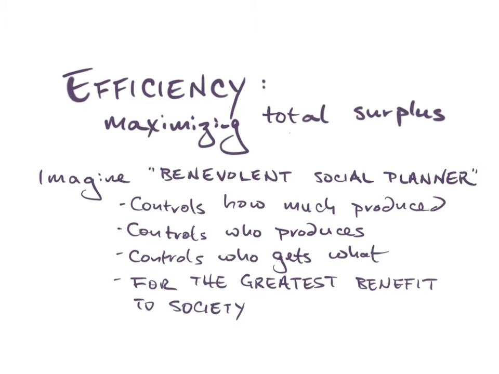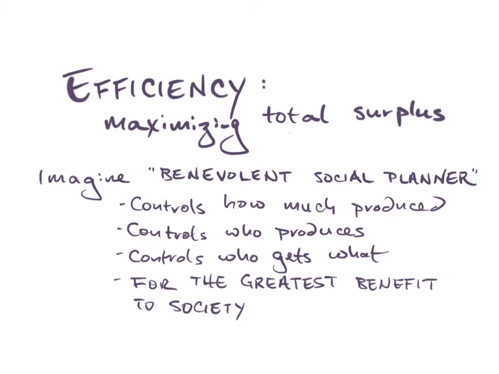First, let's imagine that we are in charge of the economy and we can make decisions along the lines of how much of a good gets produced, who should produce the good, and who should receive the good. And we do that purely to make society as happy as we can. Okay, this is the idea that economists would describe as a benevolent social planner.